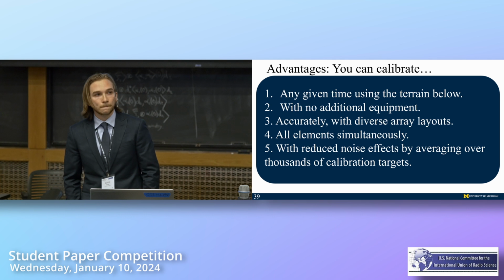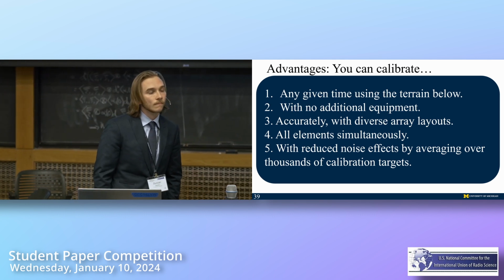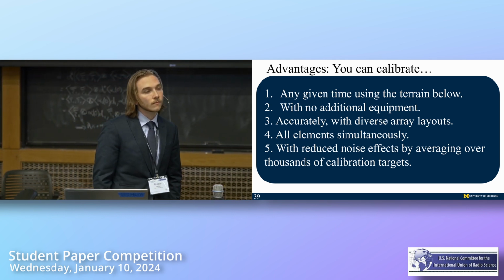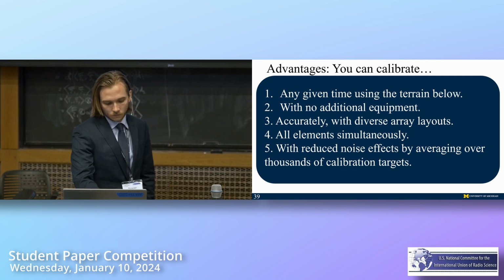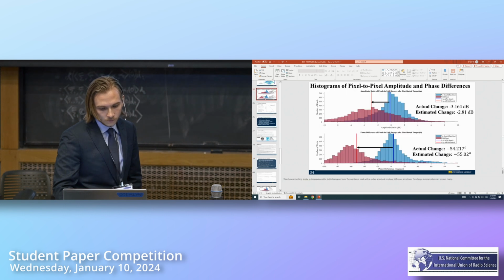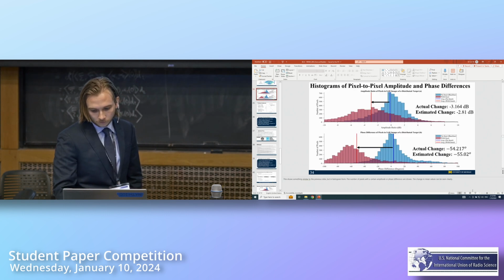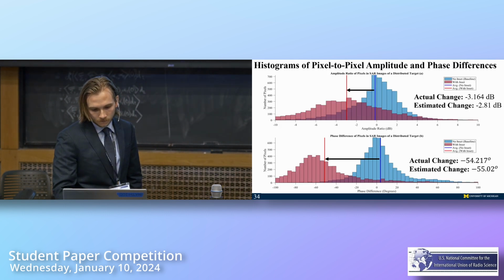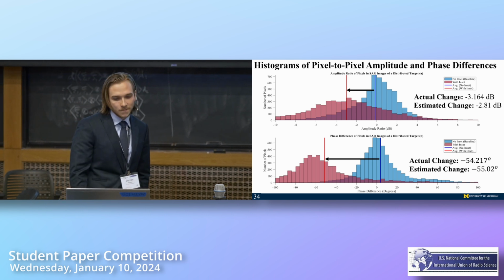Go ahead. Nice talk. On slide 34, you show the histogram for the change due to your 3 dB attenuator. And you can clearly see the 3 dB change and the phase change, but why does the histogram spread out? Yeah, that's a very good question.